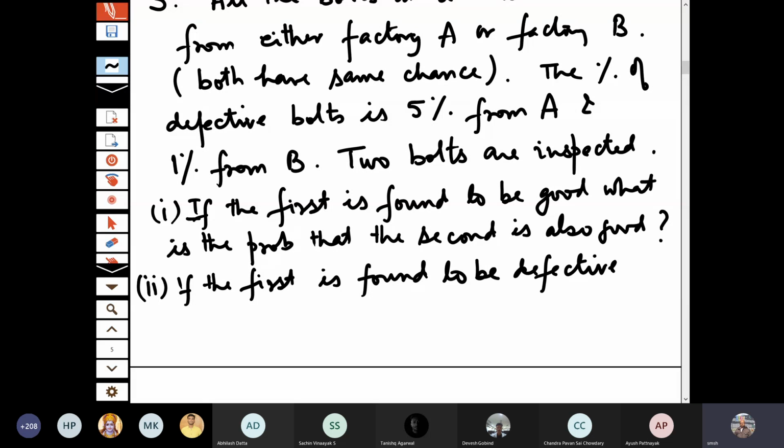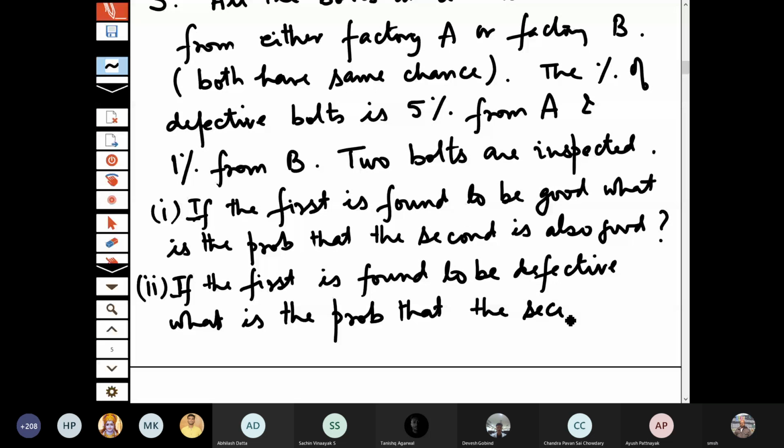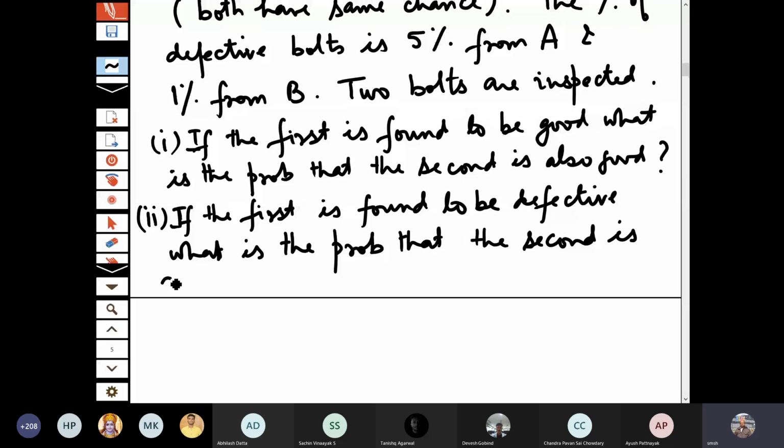So two bolts are inspected. If the first is found to be good, what is the probability that the second is also good? And if the first is found to be defective, what is the probability that the second is also defective?